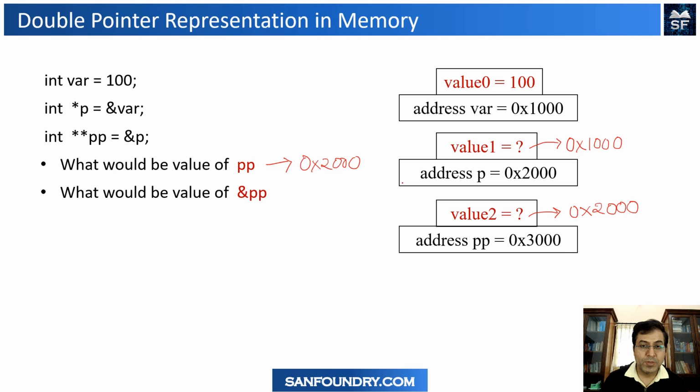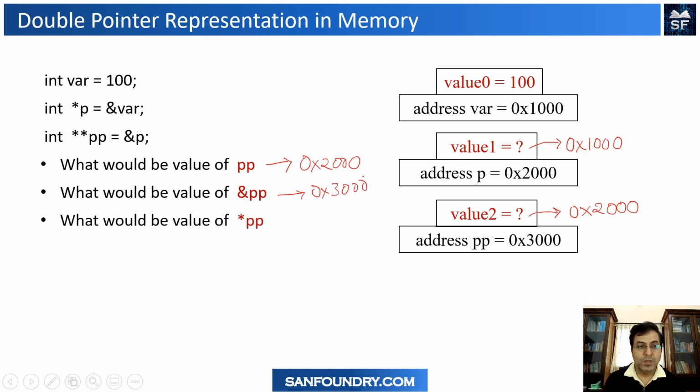What's the value of ampersand of PP? So we are saying that I want the address. I don't want the value stored in the PP, right? I want the address. Address is 3000. So it's pretty simple that way, right? So it's basically 3000. You can always pause the video. What would be the value of star PP? So look into the right hand side. You look into PP. So PP means hexadecimal 2000. What is star? Jump into that memory location and get the value. This value is 1000.